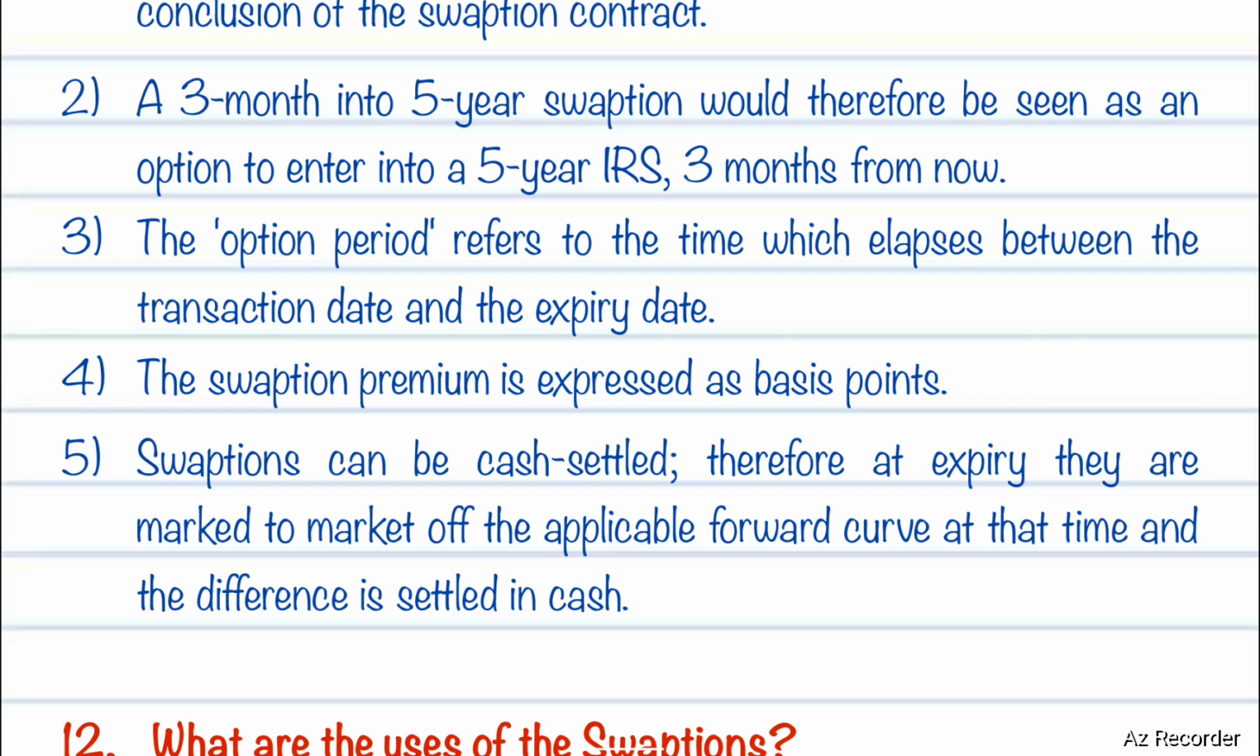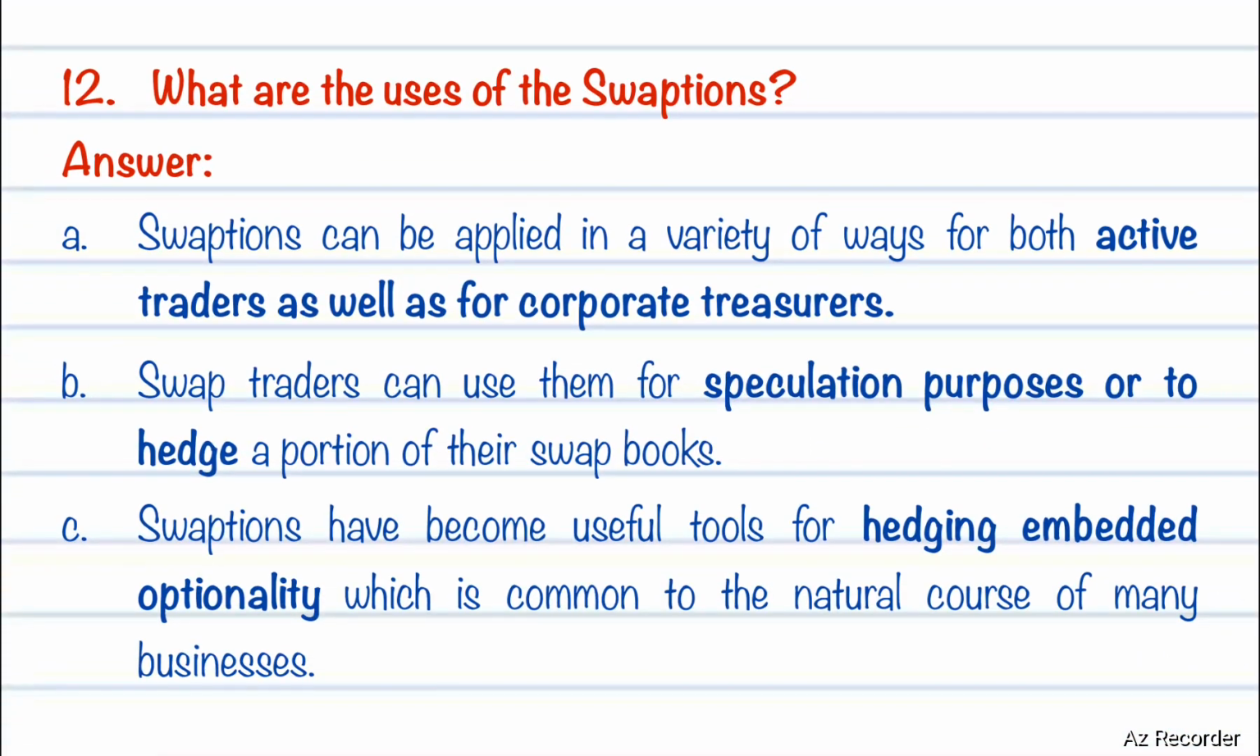3 months from now. The option period refers to the time which elapses between the transaction date and the expiry date. The swaption premium is expressed in basis points. Swaptions can be cash settled. Therefore, at expiry, they are marked to market off the applicable forward curve at the time, and the difference is settled in cash.